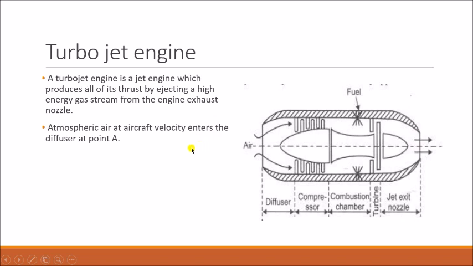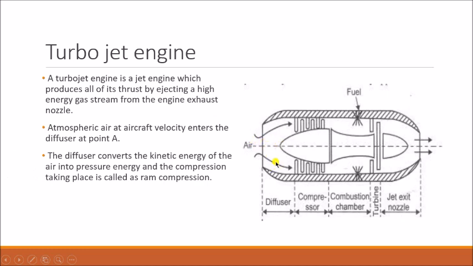So here, atmospheric air at aircraft velocity enters the diffuser at point A. Let's consider this as A. The air enters the diffuser from the left side. Next, the diffuser converts the kinetic energy of the air into pressure energy, and this compression is called ram compression. Clear? So the air entering through the diffuser has its kinetic energy converted into pressure energy. We call it ram compression.